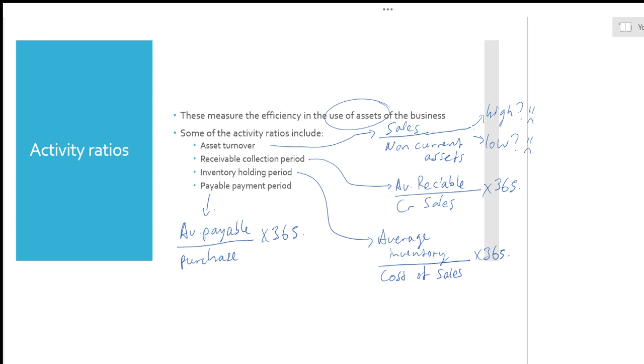Of course, if you have a short payable payment period, it's not a good thing. It means that you might not have been making good use of the trade credit given. If you have a long payable payment period, it might not be a good thing as well, because it means you might be taking too long to pay. That really will affect the relationship with payables and suppliers.